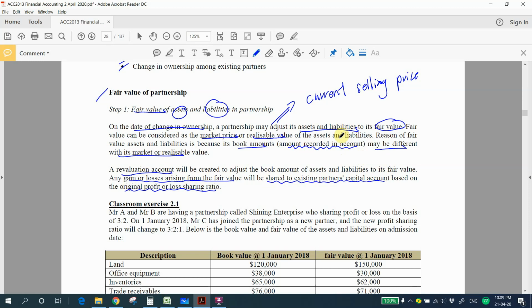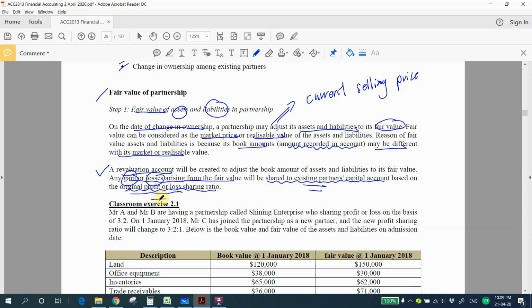Take note, when you have changes in the ownership, you have to create a revaluation account. If you have a revaluation account, definitely you will have a gain or loss arising from the fair value adjustment. This gain or loss only shares to existing partners. The new partner cannot enjoy this gain or loss. And how do you share? Based on the original profit or loss sharing ratio.